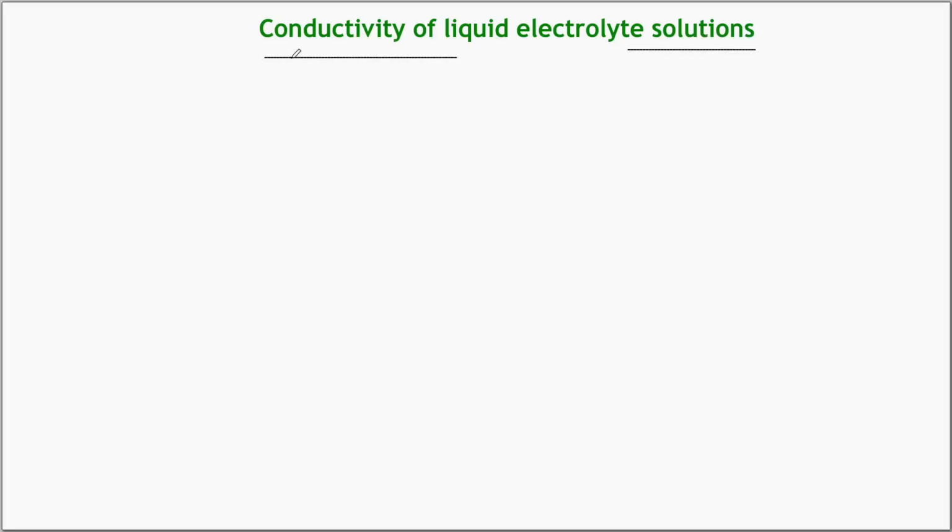Hello, welcome back. In this video, we'll discuss the conductivity of liquid electrolyte solutions. The liquid electrolyte solutions have high ionic conductivity. The high ionic conductivity originates from the fact that certain substances can dissociate in liquid solvents.